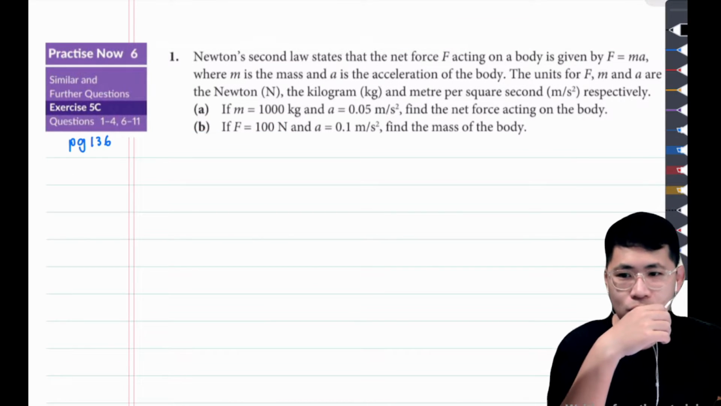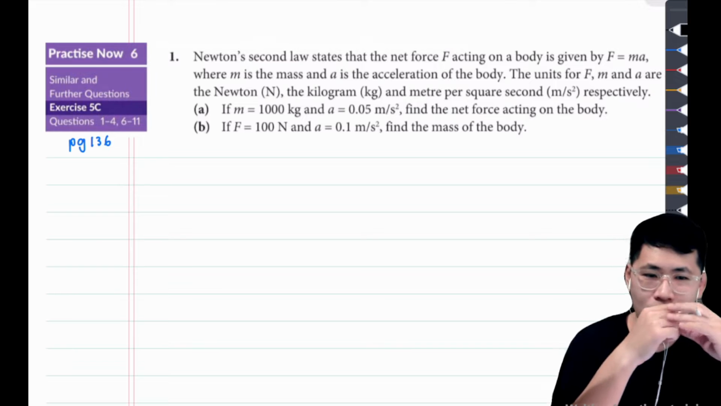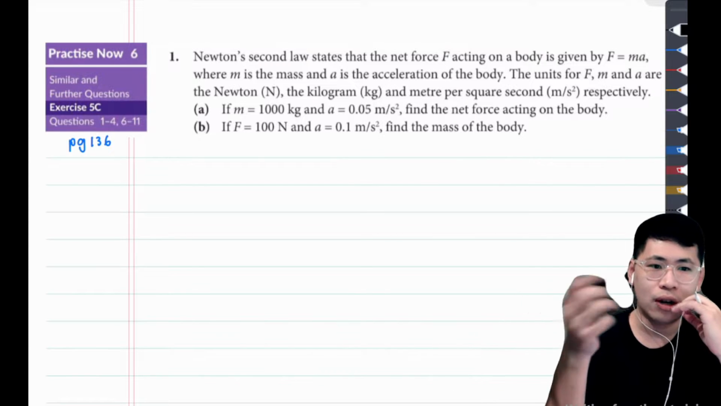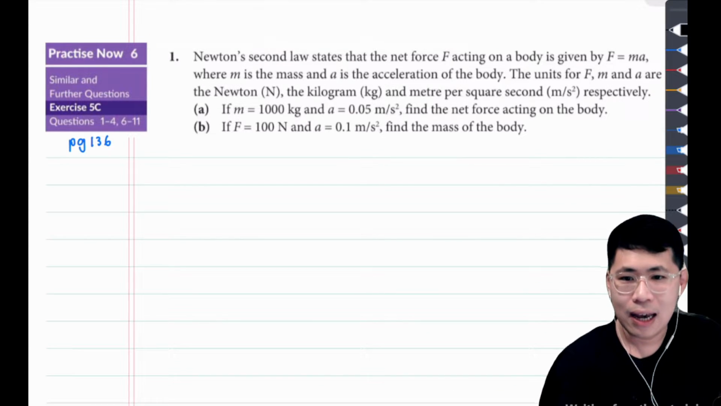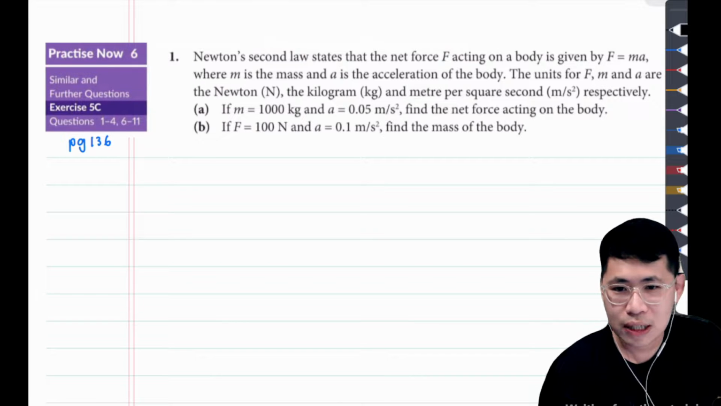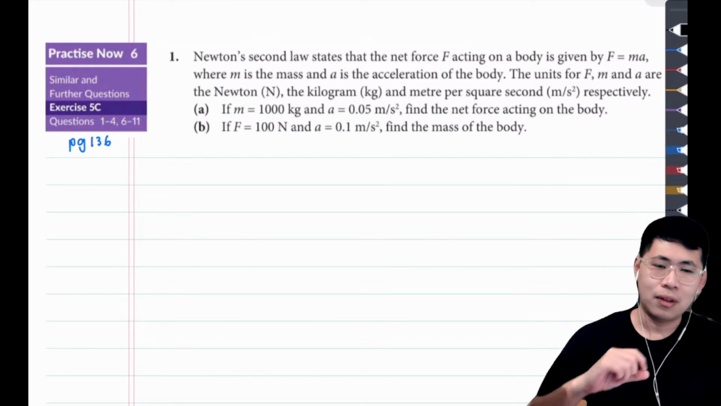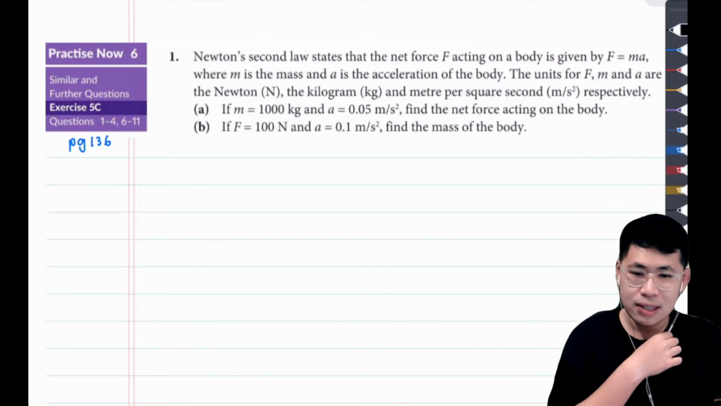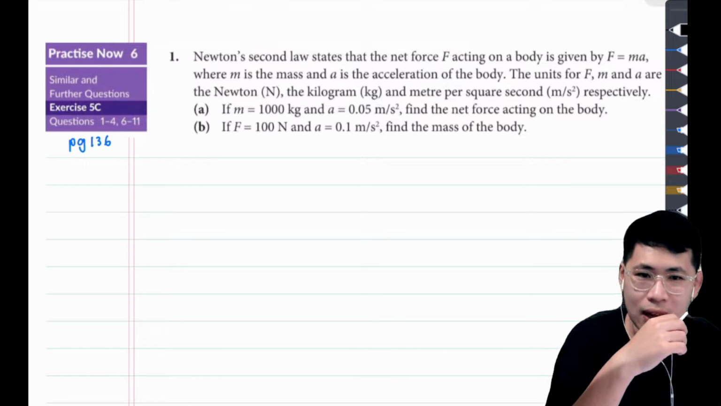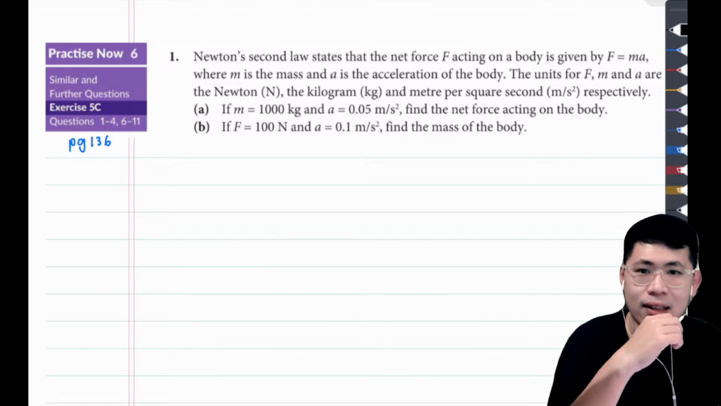Okay, alright, so without further ado, let's bring out your notebook. It will be good to have a notebook with you. Over here what we are trying to do is attempt some questions in the textbook. So let's turn to page 136 with your textbook, and we will attempt practice now 6 under 5.4.